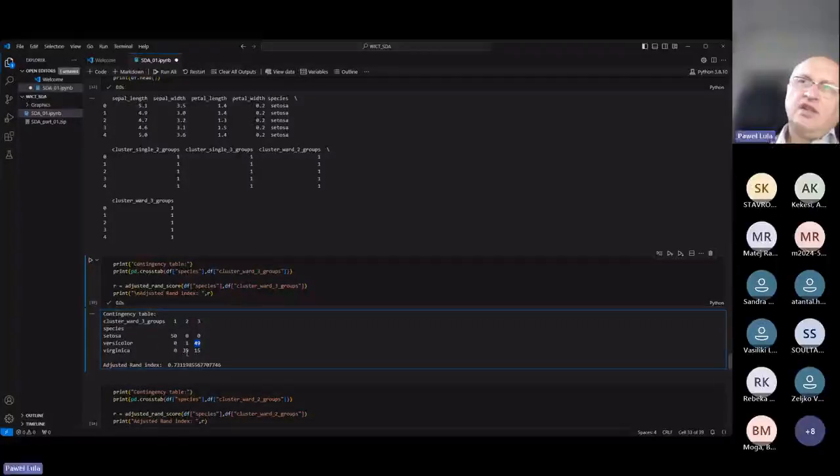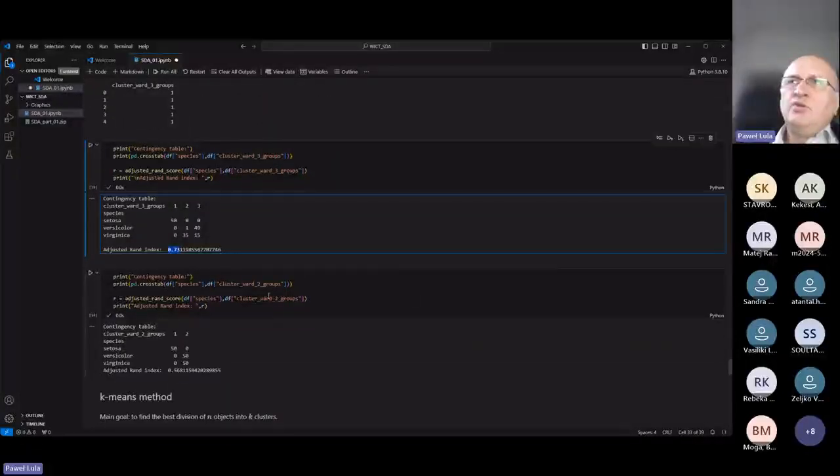Virginica, here also we see this problem. 35 were classified here to the second cluster, so we can say that they were classified correctly, and 15 to this cluster, and they are not classified correctly, because I think that this third cluster should be used for versicolor objects. Rand index is 0.73. So it is higher than for the previous example.